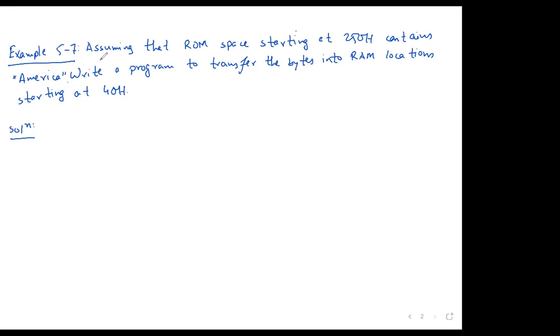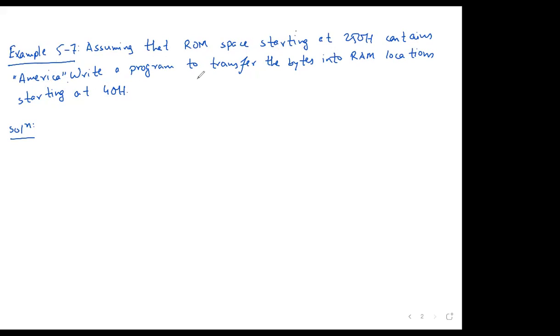Look at the question. The question says, assume that ROM space starting at 250H contains "AMERICA". That means from this address, that is 250H, AMERICA is stored. That means in 250H exactly, you have got the ASCII of A. In 251H, you have got the ASCII of M. Then in 252H, you have got the ASCII of E and so on.